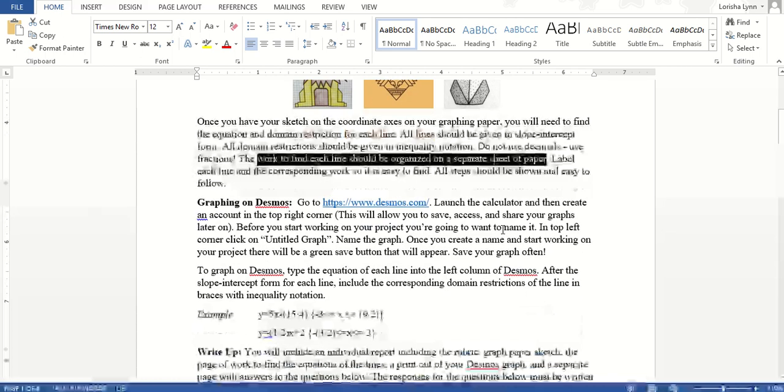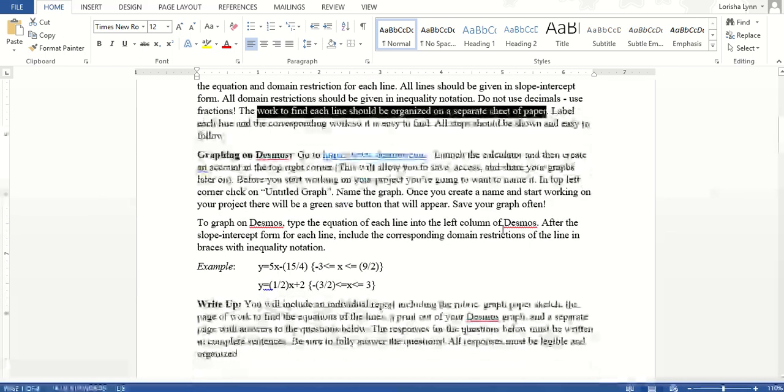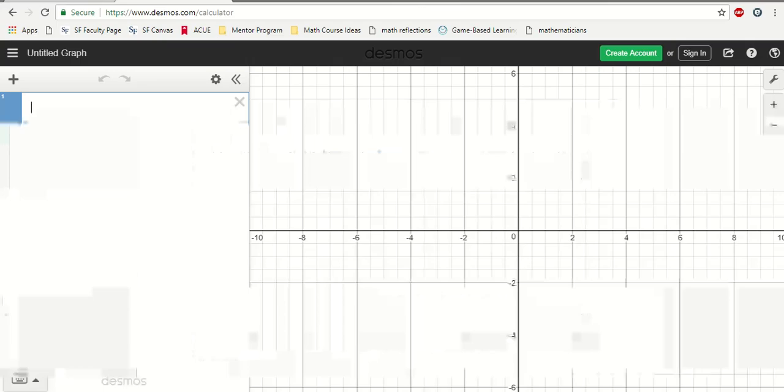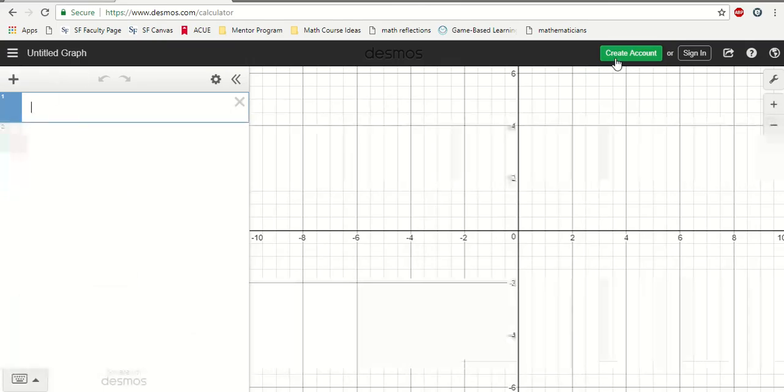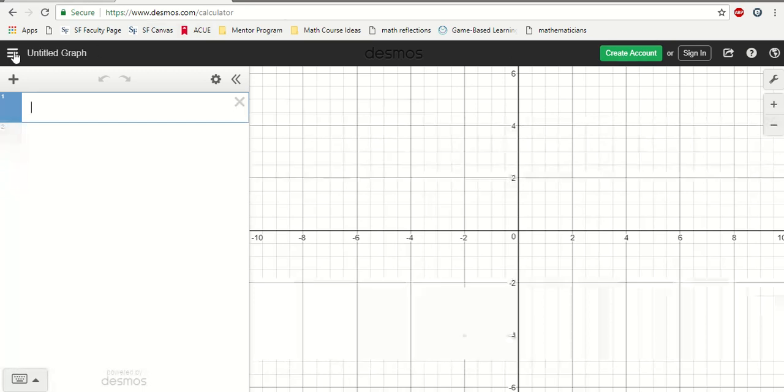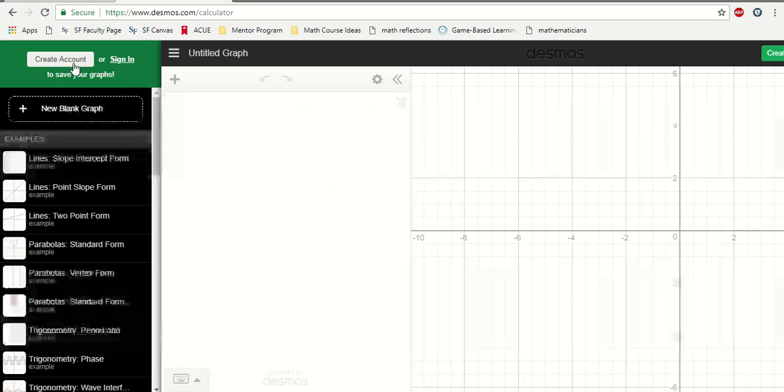However, now that you have all the equations and the domains of your lines, and you've got them organized, now you're going to go to Desmos.com. Desmos.com is a free online graphing calculator, and it's going to allow you to save your graph. So you need to create an account in the upper right-hand corner, and once you create an account, if you click this upper left-hand corner, it says sign in to save your graph. So there'll be a sign in button over here.